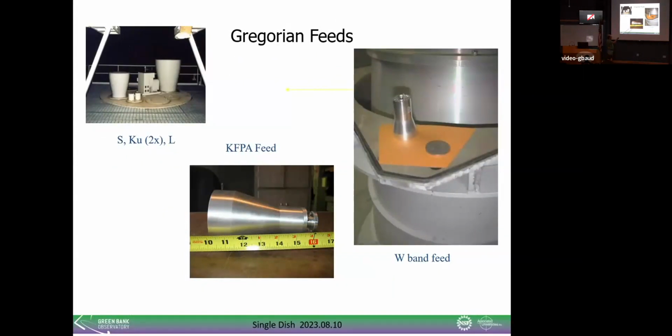But most all of the other feeds are linear horns. You can see we go all the way down to W band, and then on the turret, you see L band and S band there. There's Ku band. So basically all these feeds for the Gregorian receivers are all the same. They're just scaled.